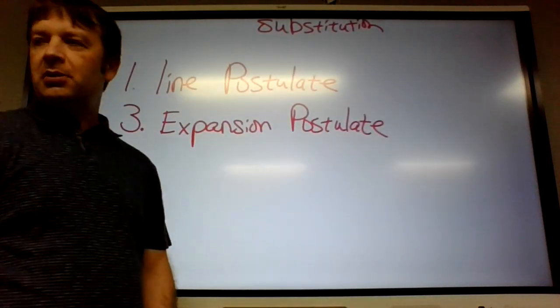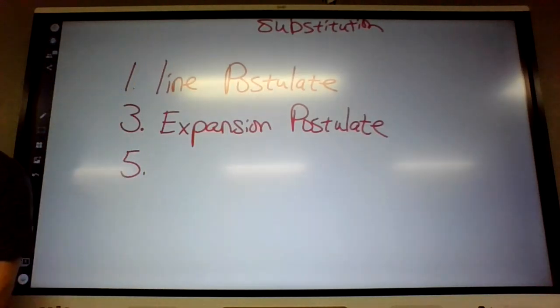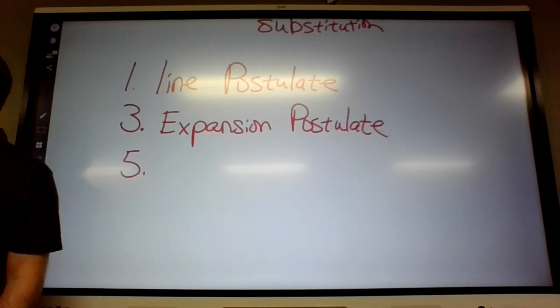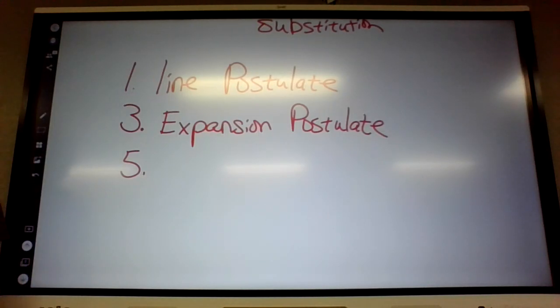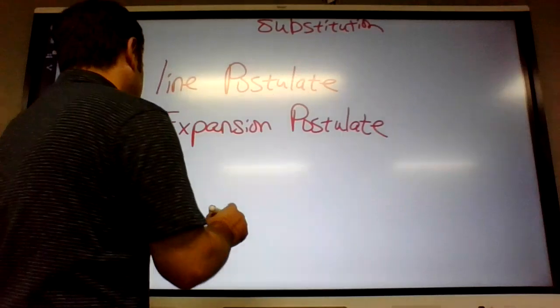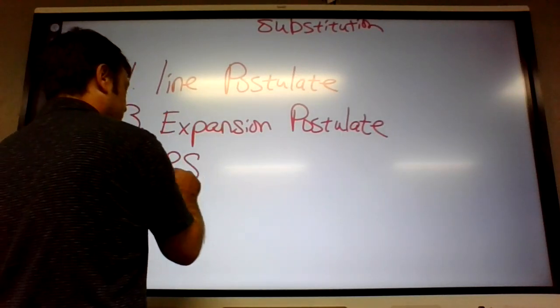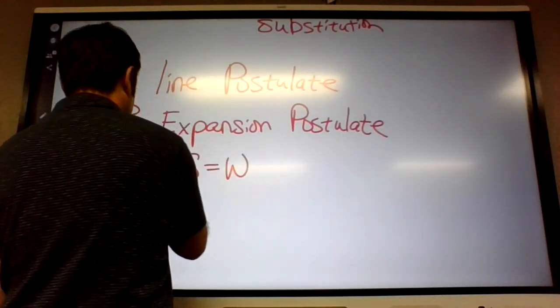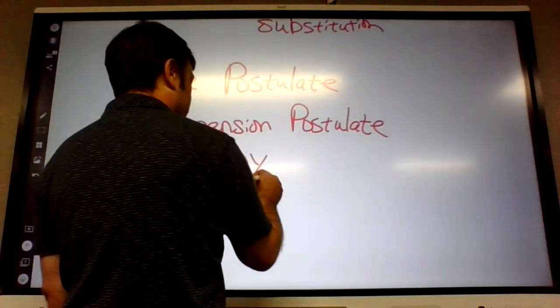All right. Now the rest of these are from today or yesterday or stuff we've talked about recently. Okay, number 5. If RS equals WI, then segment RS is congruent to segment WI. I'm rewriting it real quick.